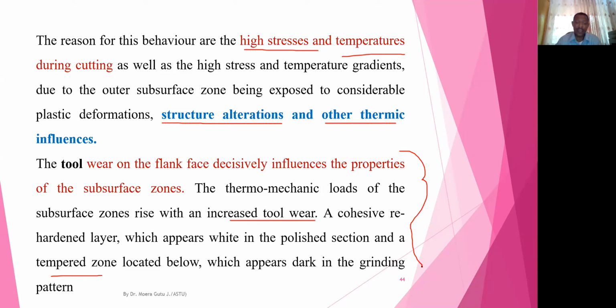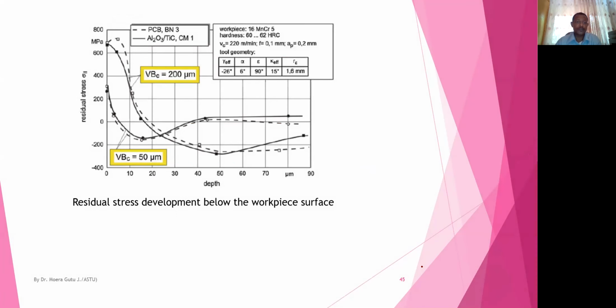You can measure by X-ray diffraction spectroscopy also. So this is one piece of research which shows the level of residual stress in megapascals in a machined surface and the depths for different materials. VB is 50 micrometers. So you will see the workpiece material is a magnesium chromium material, with a Rockwell hardness of 62. The cutting speed Vc is 220. The feed is 0.1, which is very small, and ap is 0.2 millimeter. These are the required cutting tool geometries.